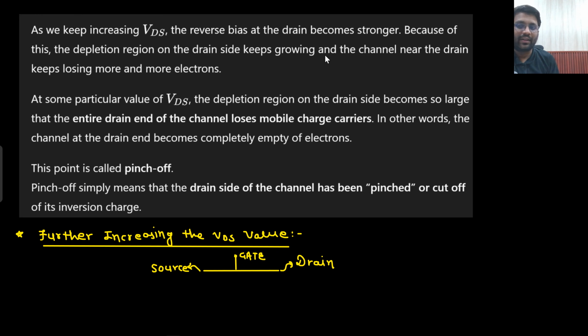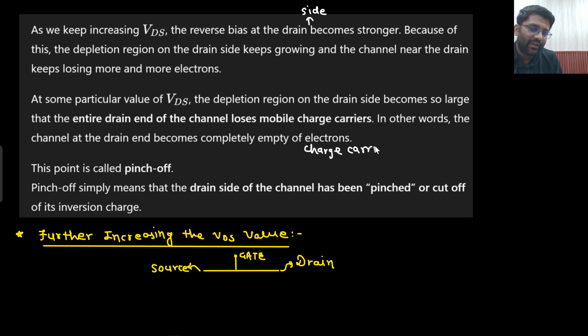So this theory would have been written here. If we keep on increasing the VDS, the reverse bias at the drain would become stronger at the drain side. Because of this, the depletion region on the drain side would keep on increasing, and the channel near the drain keeps on losing more and more electrons. That means it will keep on getting depleted of charge carriers. At a particular VDS, the depletion region on the drain side becomes so large that the entire drain end of the channel loses mobile charge carriers. In other words, the channel at the drain end becomes completely empty of electrons, or a better word would be charge carriers.